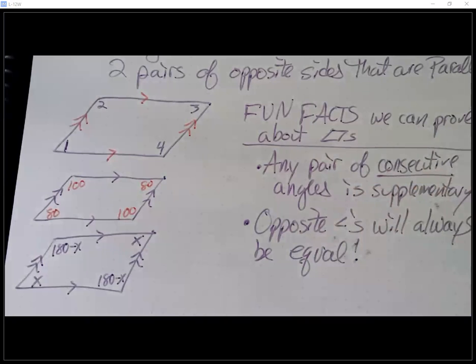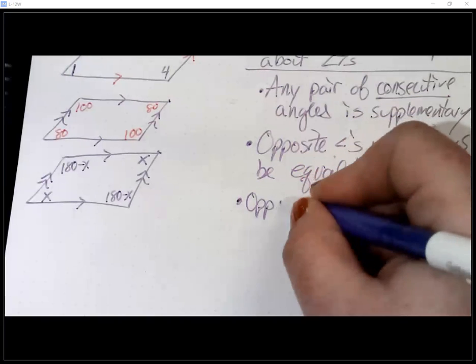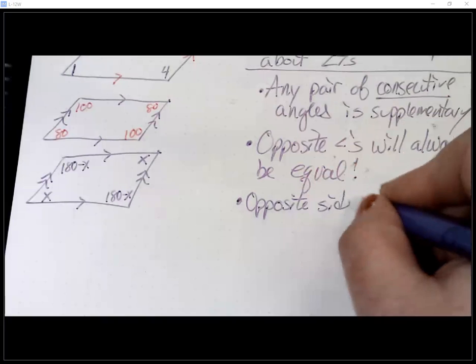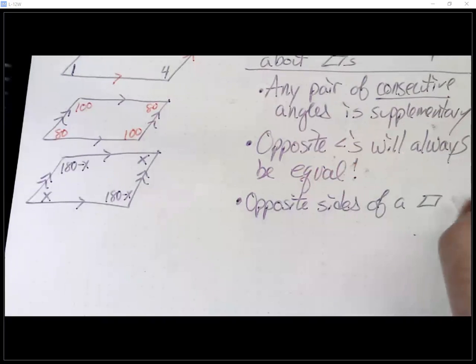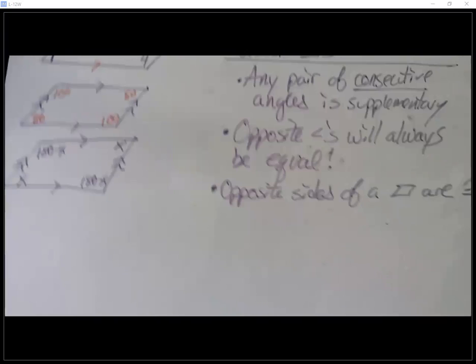Now, the next fun fact is a little bit trickier to prove, and it's going to require me to draw an auxiliary line to prove it, but I'll tell you what it is, and then we'll see if we can figure out how to show that this is going to be a true statement, okay? So my next fun fact is that opposite sides of a parallelogram are, anybody want to guess? What do you think is true about the opposite sides of a parallelogram? Carson? They are equal. I'm going to say congruent if you don't mind. Opposite sides of a parallelogram are congruent.